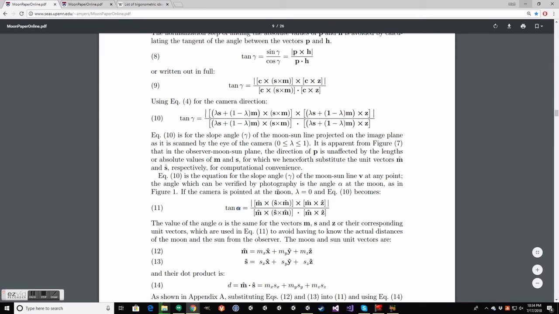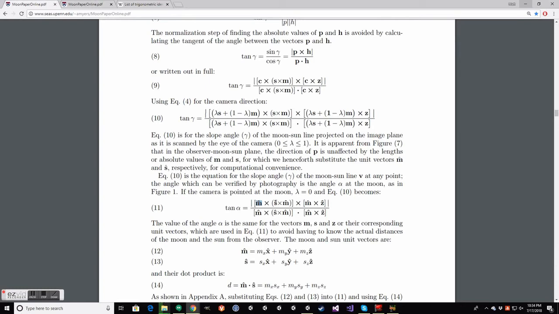Okay, the next thing you want to ask, why are there these little hats on top of the vectors? Something happened in here that they switched out the full vector for vectors with hats. They say that right here: the absolute values of m and s, for which we henceforth substitute the unit vectors m and s for computational convenience. What does that mean? When you put the hat on a vector, that means you're taking a vector in the direction of m, but with a length of 1. So this is a vector from the observer to the moon, but it's only a unit length. It's one unit long. It's not the entire vector.